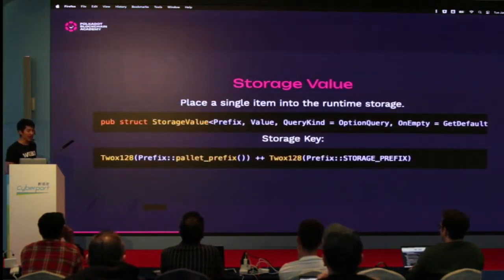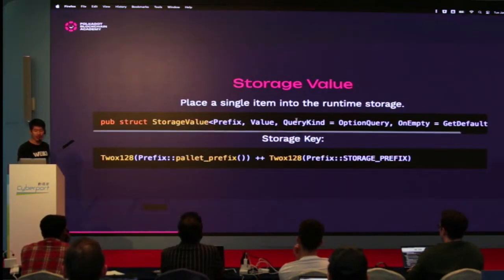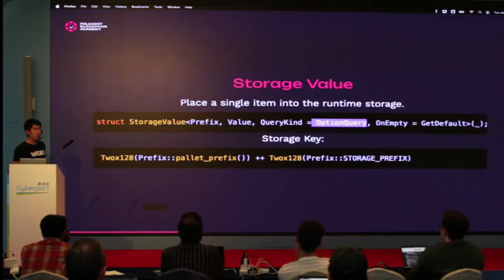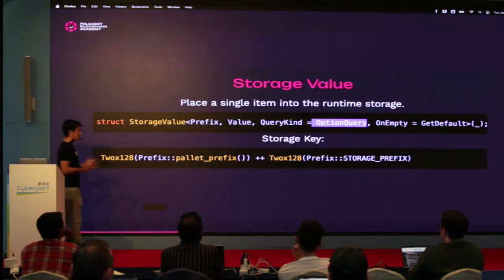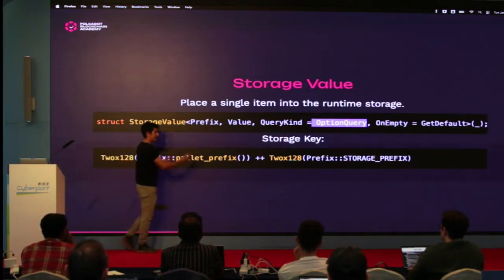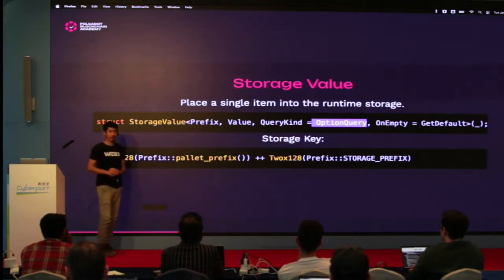So let's talk about StorageValue. StorageValue is placing a single item into storage. If you look at the definition inside of FRAME, it's kind of long, bigger than you expect. There's a struct, StorageValue, and it has a bunch of generic types, some with default configurations. The storage key for every StorageValue is equal to just the hash of the pallet prefix plus the hash of the storage prefix. This is pallet name, storage name.